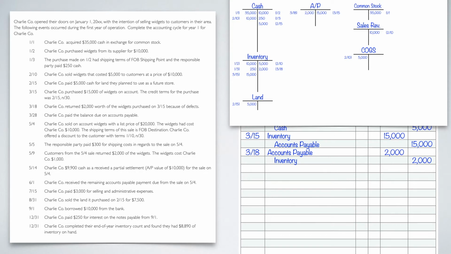Now let's look at 328. Charlie Company paid the balance due on accounts payable. Now that's the 28th. We originally did this on 315. So if you count that out, that's less than 15 days. 15 days would have put it right at 331. So we are within the discounted period, which means we're getting the 2% discount.